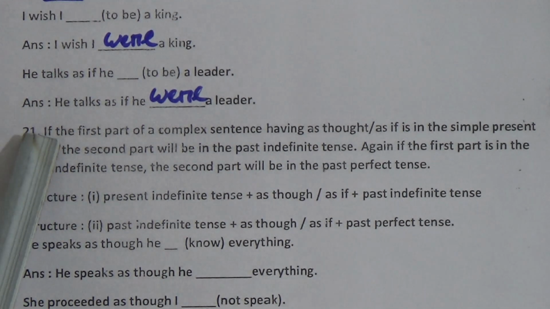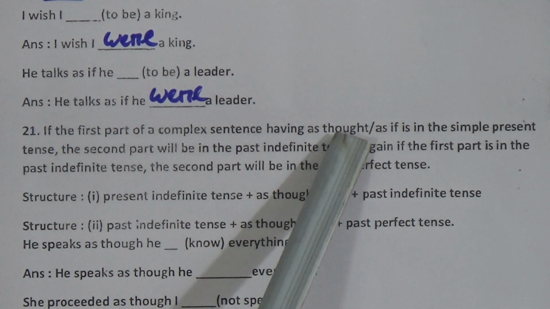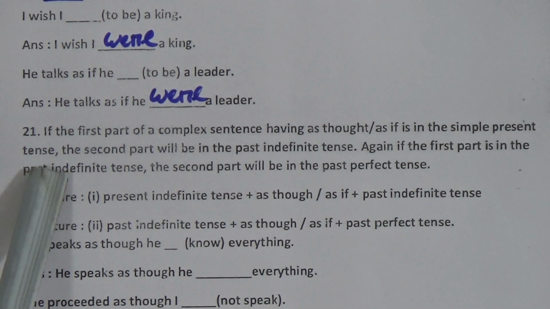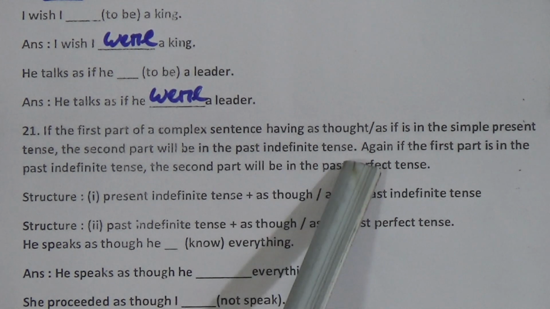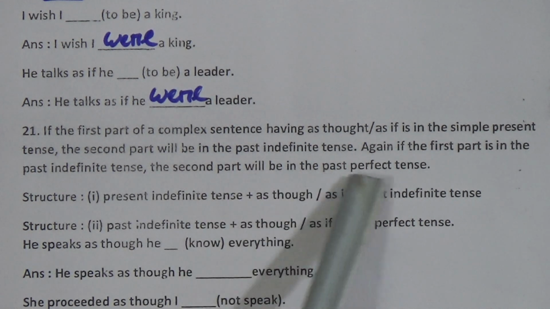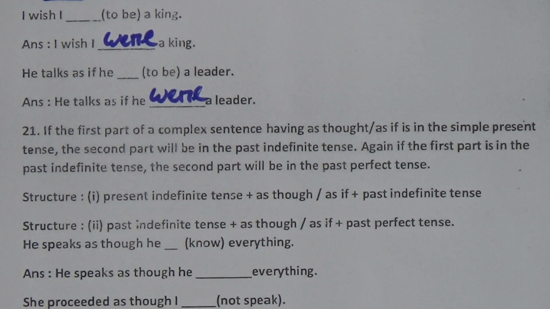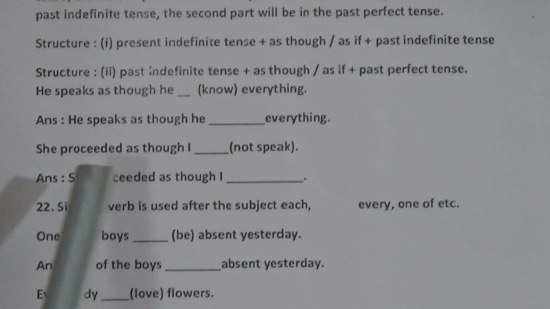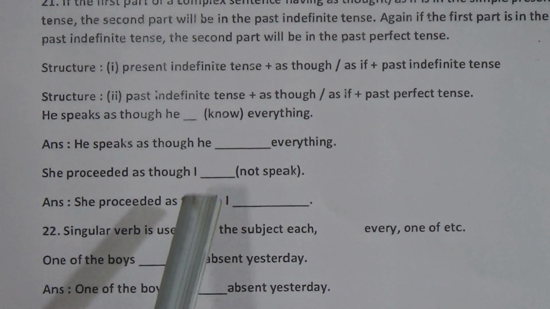Rule number 21. If the first part of a complex sentence having "as though" or "as if" is in the simple present tense, the second part will be in the past indefinite tense. Again, if the first part is in the past indefinite tense, the second part will be in the past perfect tense. That means if you find as though or as if in a sentence and the portion before it is written in present tense, the verb in the bracket will be in past form. And if you find the first portion in past indefinite tense, the verb in the bracket will follow the structure of past perfect tense.